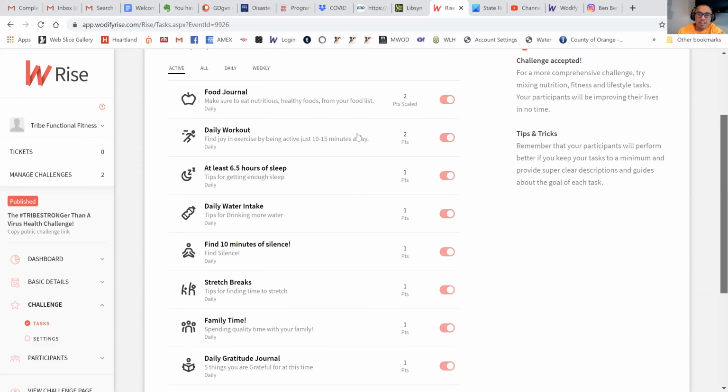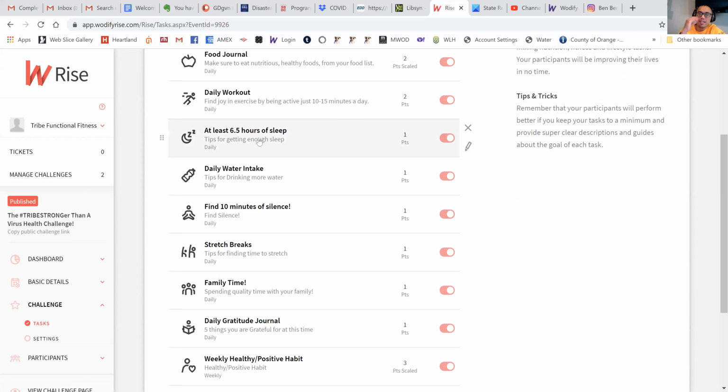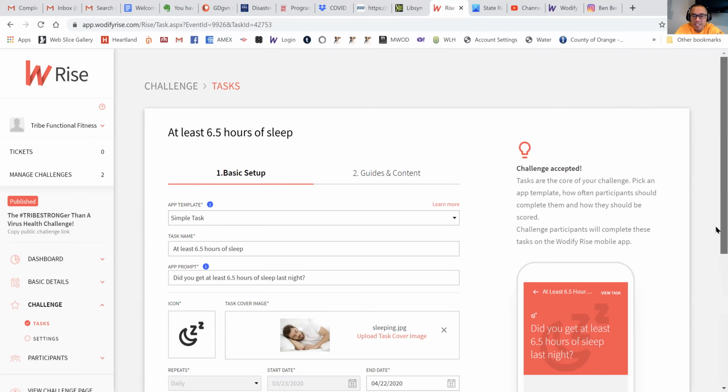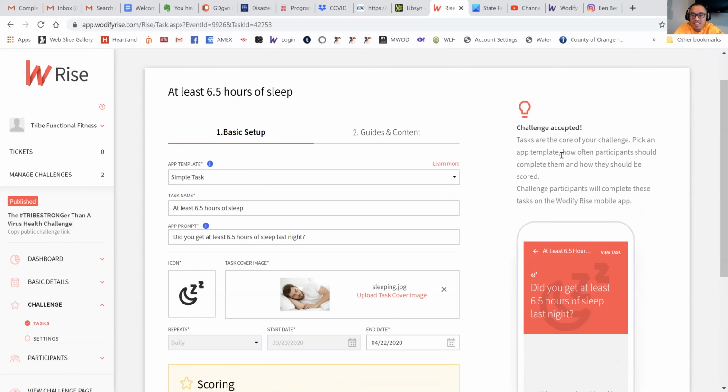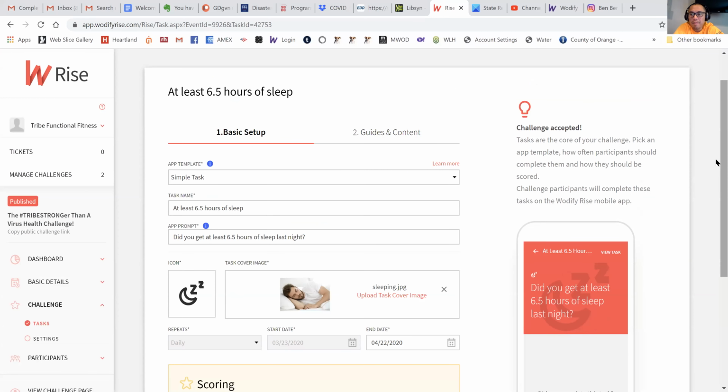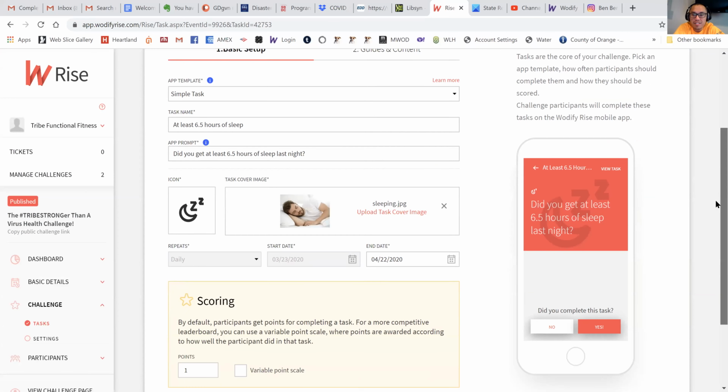The next one is at least 6.5 hours of sleep. That's a pretty straightforward one. We want to make sure you're getting enough sleep, 6.5 hours, though 6.5 to 8 hours is usually where you want to be. It helps with stress, helps your body recover, especially if you are working out hard. It helps adjust your body and get yourself recovered and reset for the rest of the day.